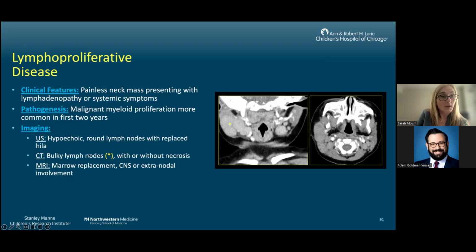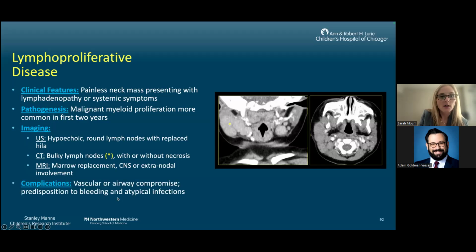On ultrasound, if there's lymph node involvement, there'll be replacement of the normal expected hilum. Lymph nodes will look bulky by CT or MRI, and they may or may not have necrosis. MRI is also helpful for looking for more systemic involvement by lymphoproliferative disease. So look for abnormal marrow replacement as well as CNS or extranodal involvement, such as in the tonsillar tissues.